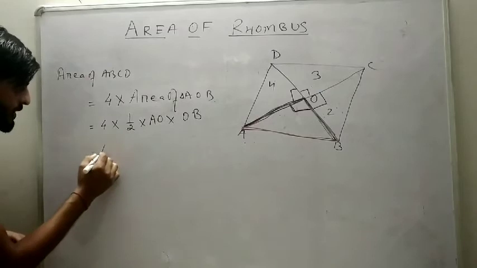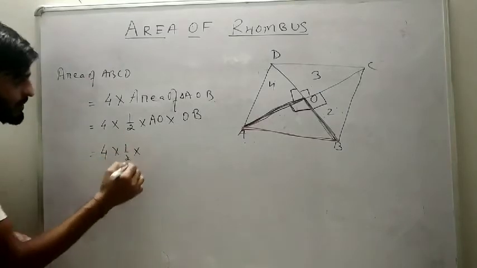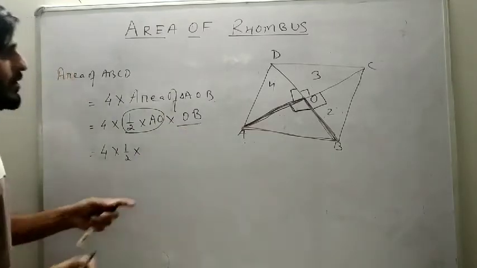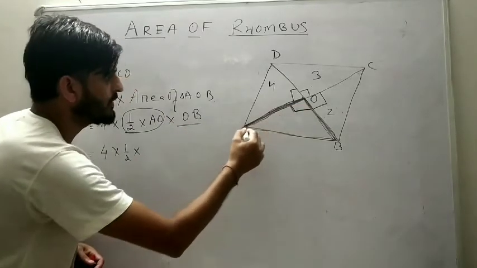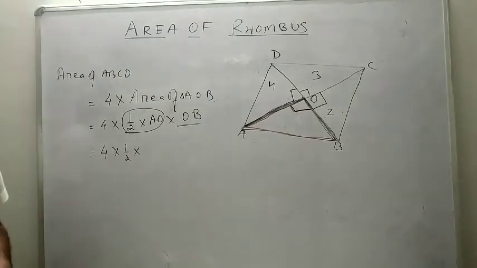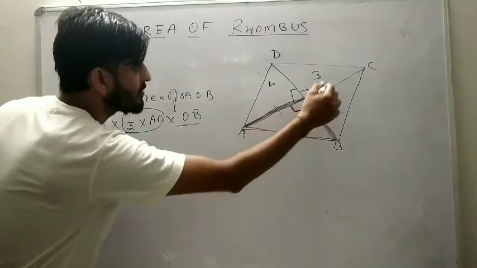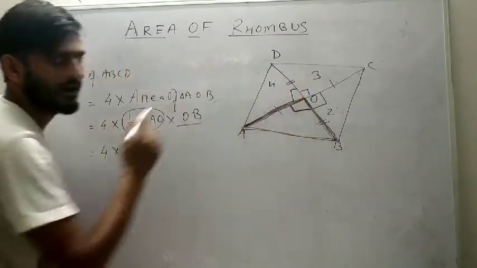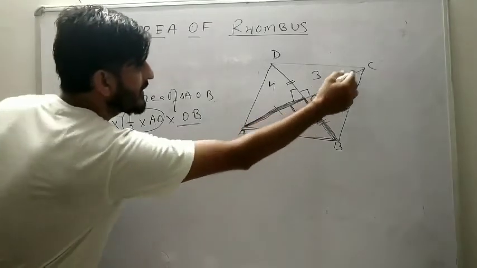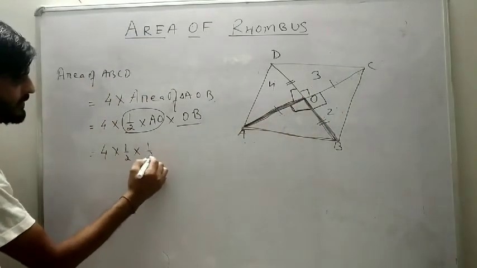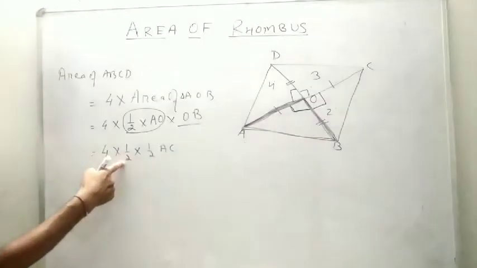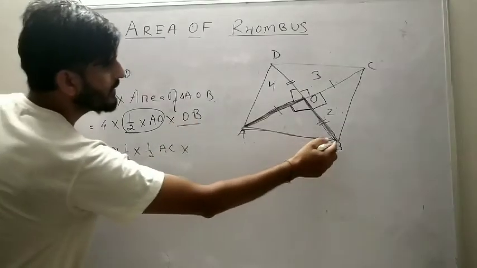So now if we convert this, half multiplied by half of AO, and multiplied by OB. What is AO? AO means this part, and we know that diagonals of a rhombus bisect each other. Bisect means this part is equal to this part and this part is equal to this part. So AO we can write down as half of AC, and OB is half of BD.